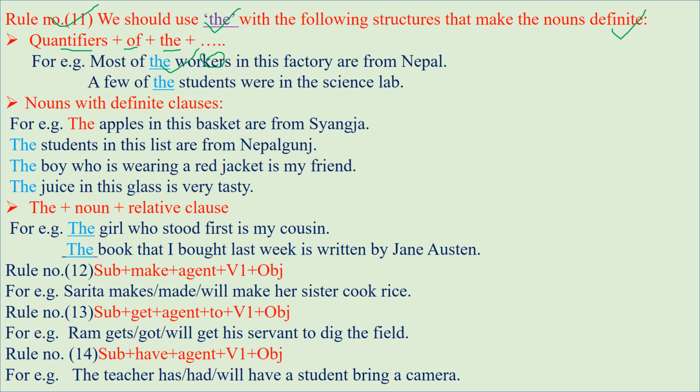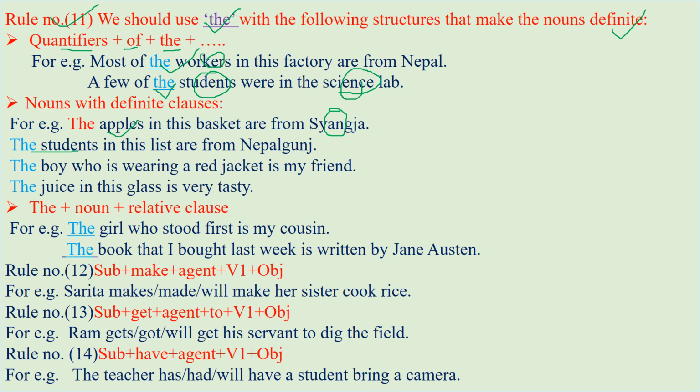Another example is: a few of the students were in the science lab. So these are the students from the science lab. We should use the to indicate the students, and this makes the students definite. Nouns with a definite clause: the apples in this basket are from Syangja. So these apples are from Syangja, not from other districts. So we should use the for this definite article.